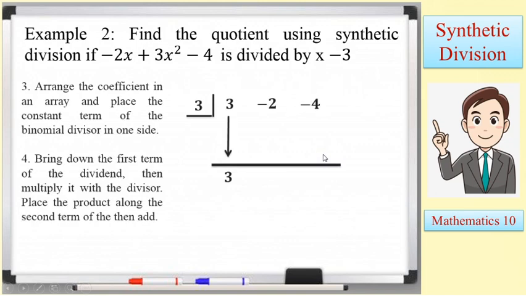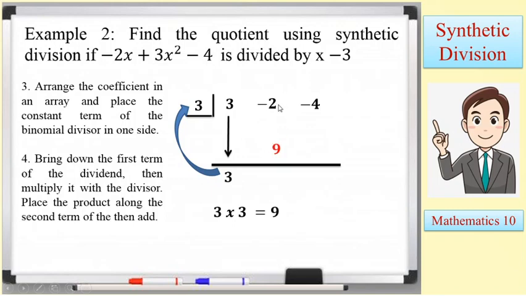Okay, for step number 3 is arrange the coefficient. So ayan, 3, negative 2, negative 4, and 3. Okay, yung divisor natin. Yan yung step number 3. So, step number 4 is bring down the first term. Ang first term natin ay 3, so i-bring down natin. Next ay i-multiply natin yung 3 doon sa ating divisor na 3. So, we have 3 times 3. The answer is 9. At itong 9 ay isusulat natin or ilalagay natin doon sa second term natin. Okay? Sa tapat ng second term.